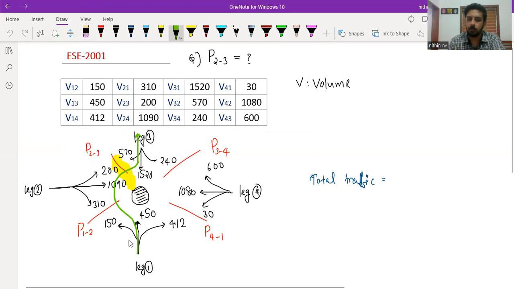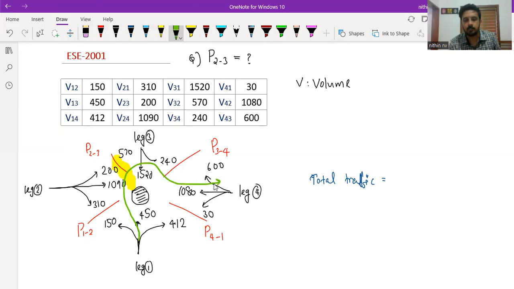Whether 412 will be using? See, they are going to, once again, let me just rub this, otherwise later you are going to get confusion. Okay. What about this 412? Obviously, they are going to use this. Then only they can take this turn. Right or not? Obviously. So now you are getting the point, no?